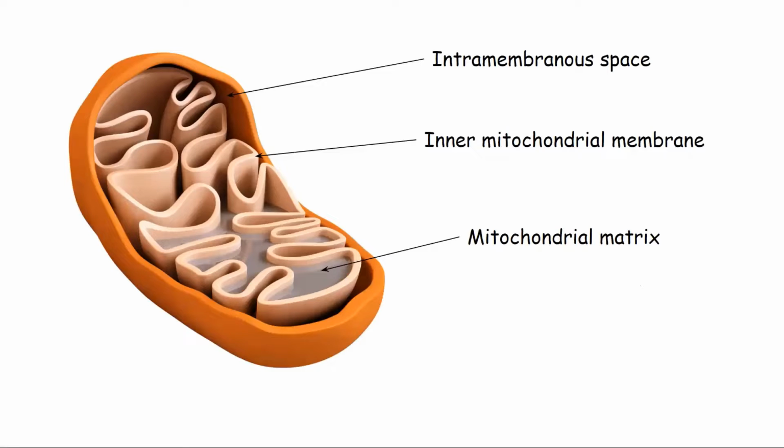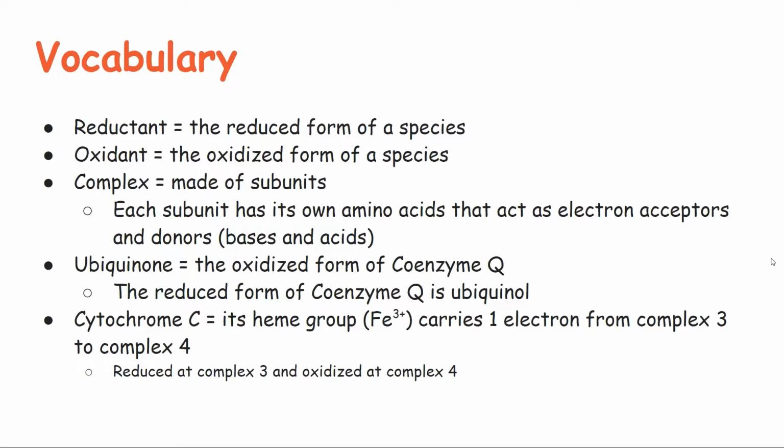First off, the electron transport chain takes place in the mitochondria. So things to know are the intermembrane space, the inner mitochondrial membrane, and the mitochondrial matrix. And before we get into it, there's just some vocabulary that I think we should go over real quick.